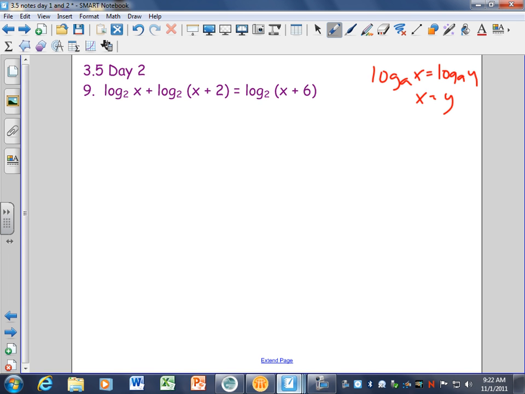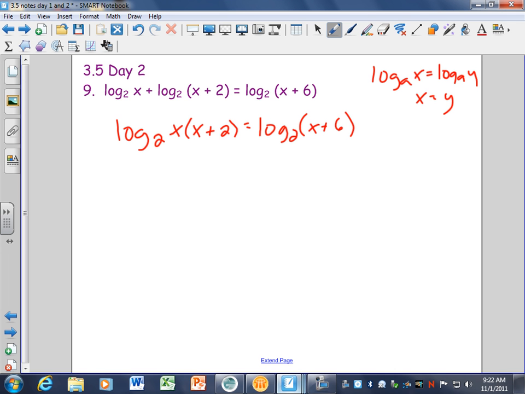But do we have a way that we could take 2 logs that are added together and put them back together as 1 log? Multiplication, yes. Addition goes to multiplication. So again, that's where those properties are so handy for us. So the first step here is I can rewrite this as log base 2 of x times x plus 2 equals log base 2 of x plus 6.